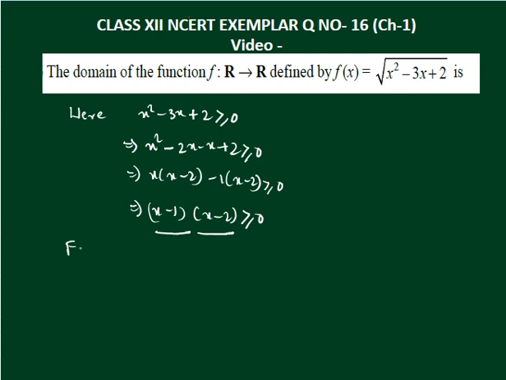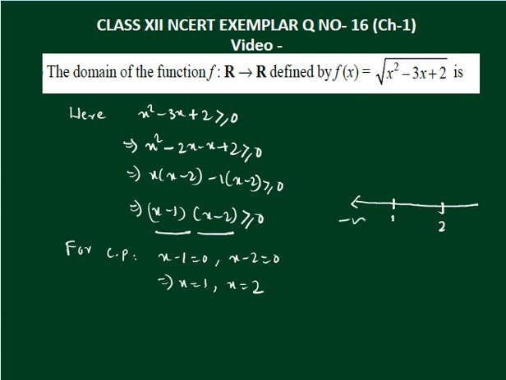So what we do, we first find the critical points. Here the critical points are x minus 1 equals to 0 and x minus 2 equals to 0. Then I have x equals to 1 and x equals to 2. So in this case, what we do is draw a straight line to check whether this is satisfied or not. Mark 1 here, mark 2 here, this is 1, 2. Then on this side you write minus infinity, and on the right hand side you write infinity.